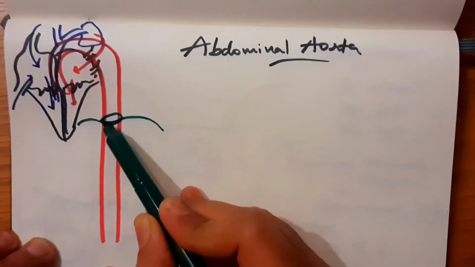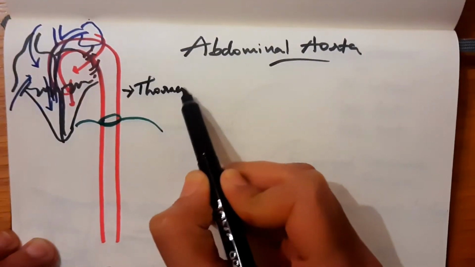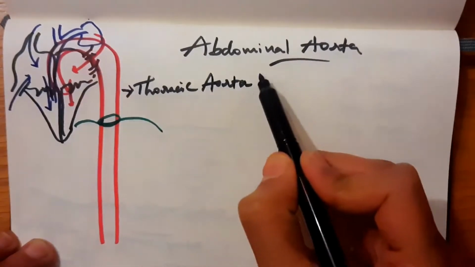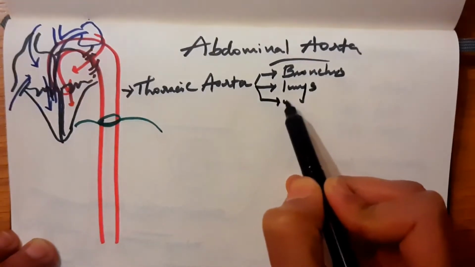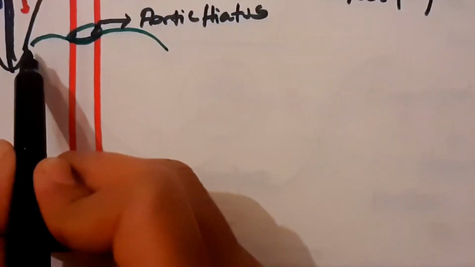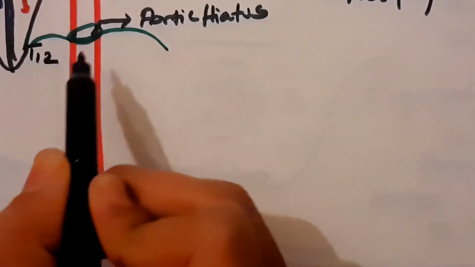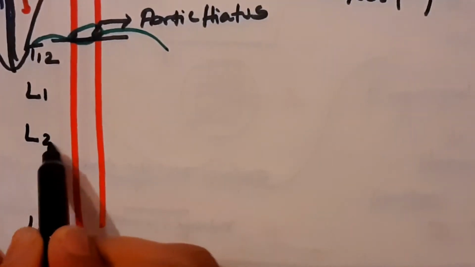Now moving on to the abdominal aorta in detail. The aorta from the thorax, that is the thoracic aorta, also has quite a number of branches which supply the structures present in the thoracic cavity like bronchus, lungs, esophagus, mediastinum, and so on. It passes through the diaphragm through an opening called aortic hiatus, which is at the level of T12. So the abdominal aorta originates from the level of T12 to 4th lumbar vertebra.